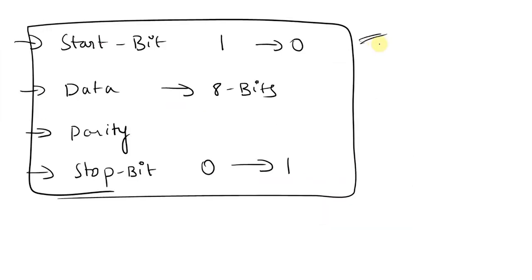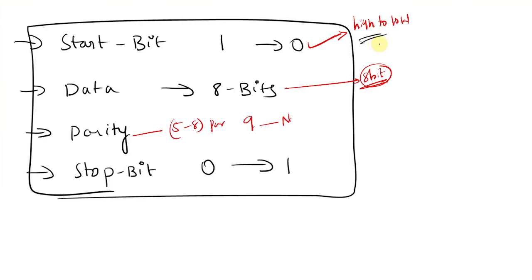So the start bit should go from high to low in order to start the communication and send the data. The data is 8 bits if you want to send it, and mostly the LSB is sent first, serially. The parity bit is optional. If you are taking 5 to 8 bits, the parity bit will be there. If you are sending 9 bits, there is no parity bit.